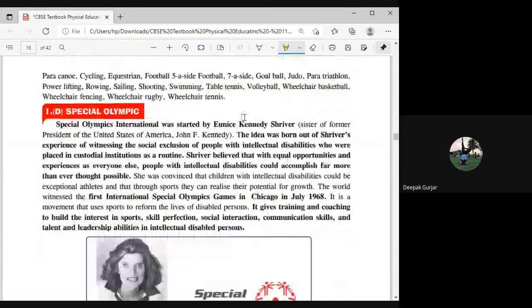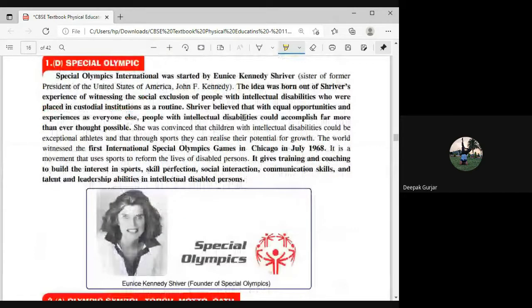There is a famous lady here, Eunice Kennedy Shriver. She started the Special Olympics Bharat. The idea was born out of Shriver's experience of witnessing social exclusion of people with intellectual disability, who were placed in custodial institutions as a routine. Shriver believed that if we give equal opportunity to people, they will definitely do excellent. Sports is the only way by which we can help them realize their potential for growth.